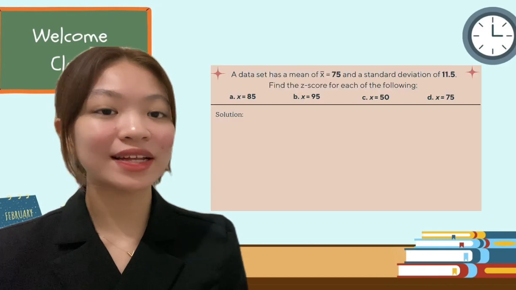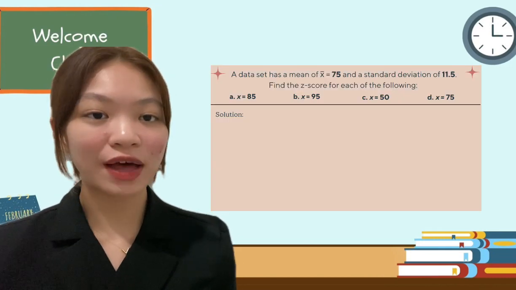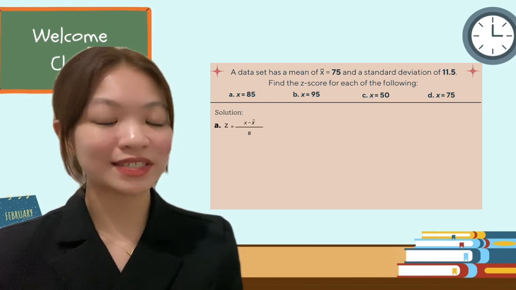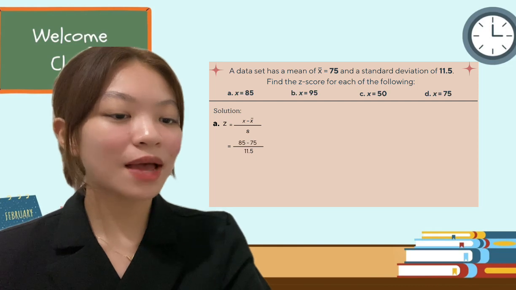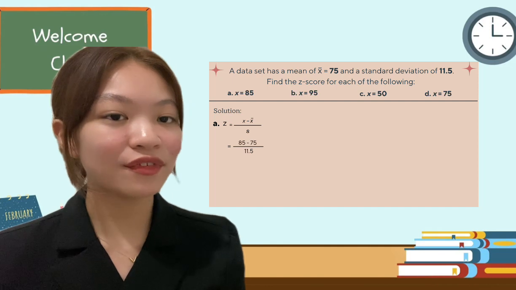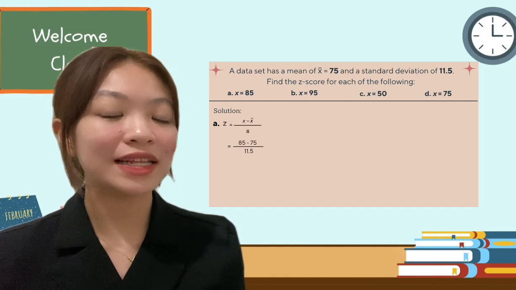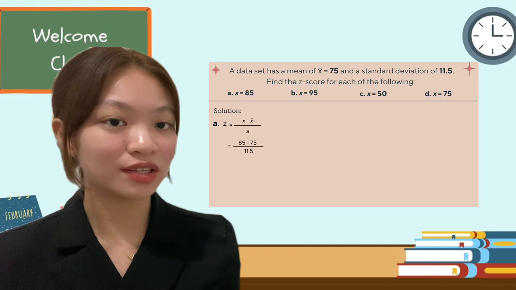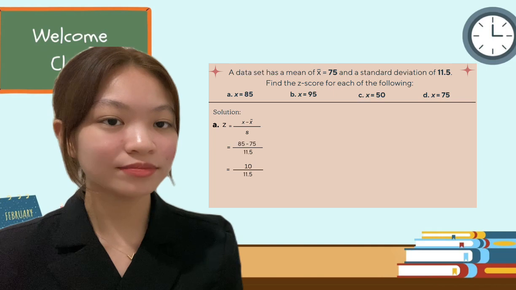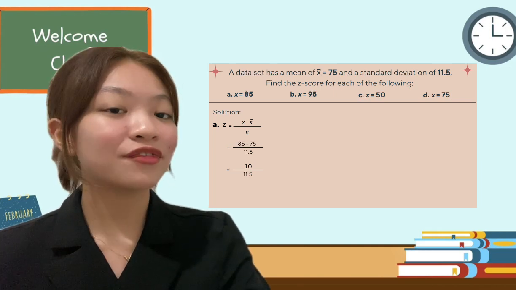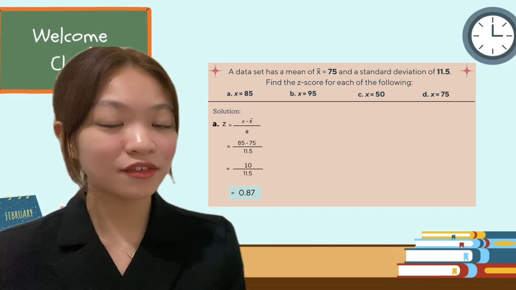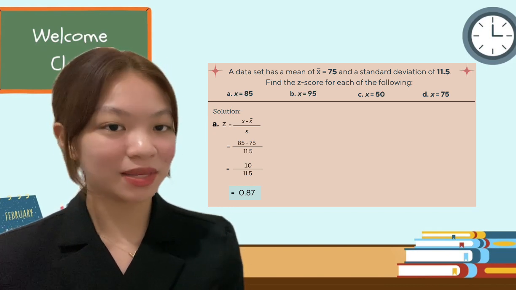We will start answering letter A with the given value of 85. Remember that the formula we will be using is value minus mean over standard deviation. The first step is substituting the numbers: 85 as the value minus 75, which is our mean, all over 11.5, which is the standard deviation given. So 85 minus 75, the answer will be 10, divided by 11.5, the final answer is 0.87. 0.87 is a positive number, therefore it is above the mean.